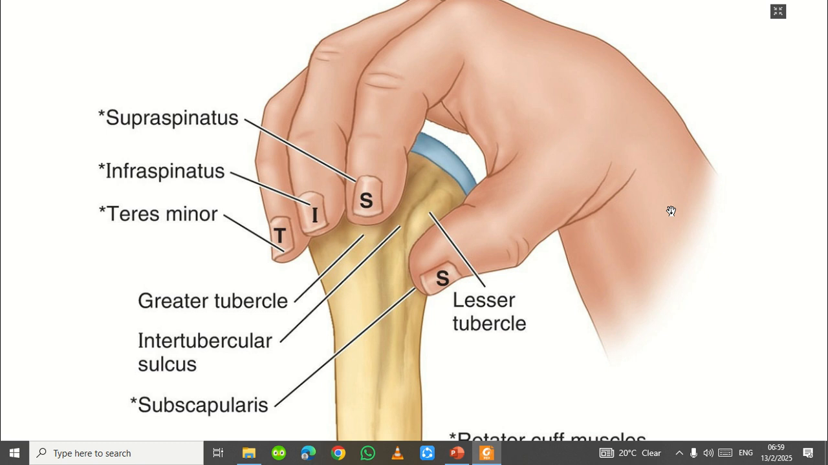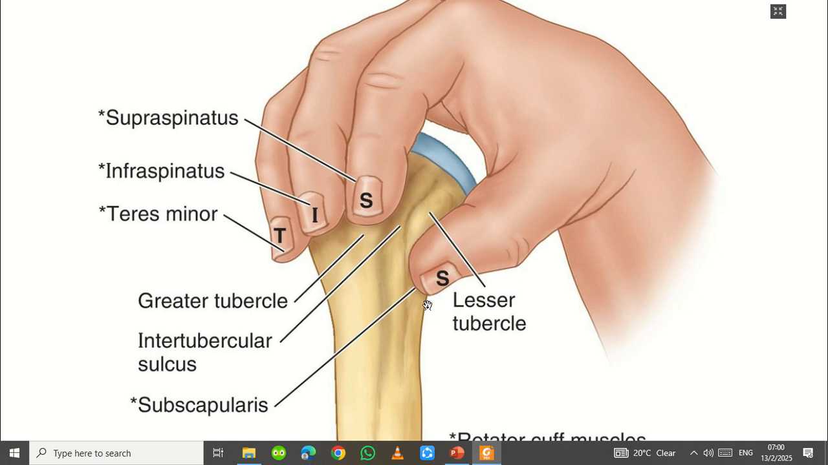These are the tendons that are given the mnemonic SITS, right? So you're going to have your subscapularis, supraspinatus tendon, infraspinatus tendon, and teres minor tendon. These tendons are important in stabilizing the joint. So most of the joint is stabilized by the rotator cuff muscles.